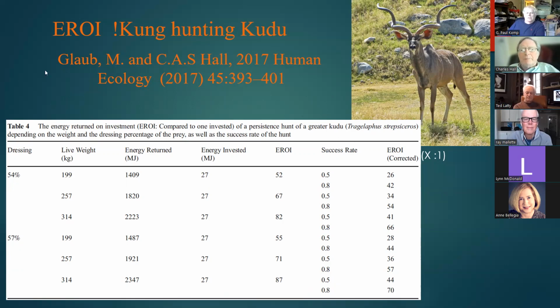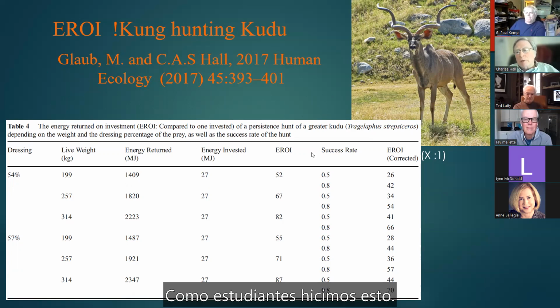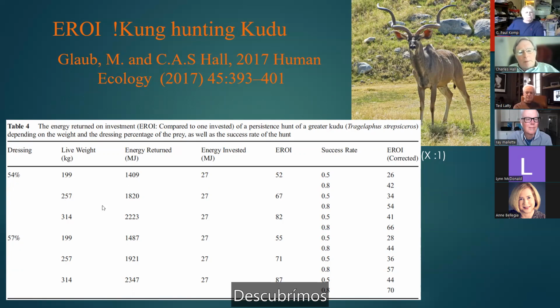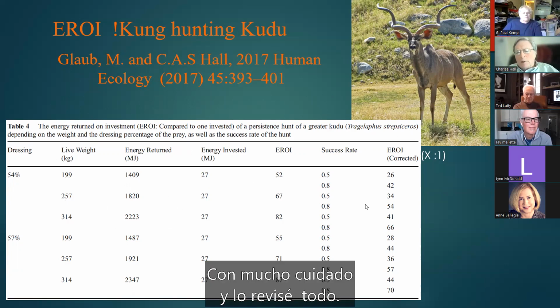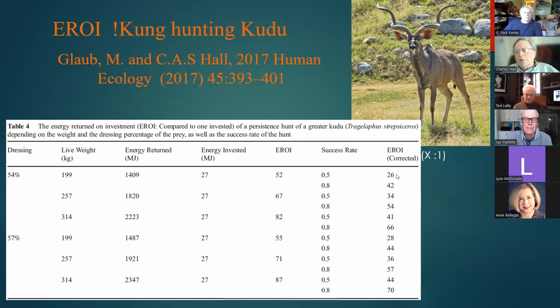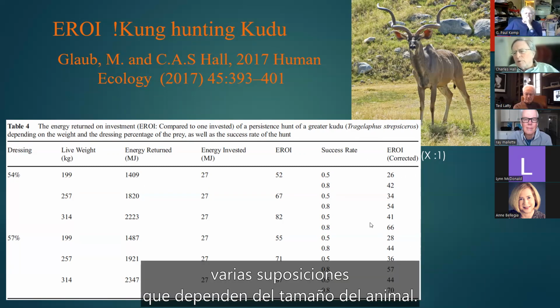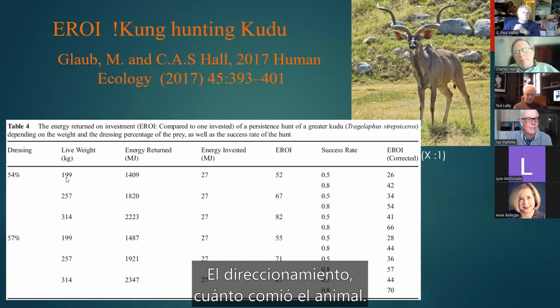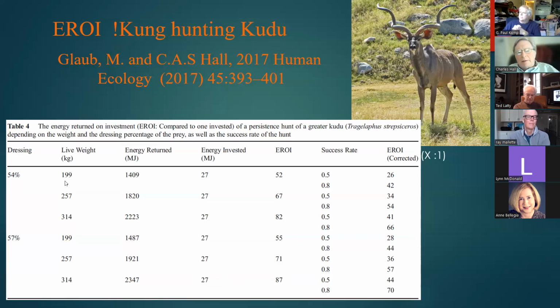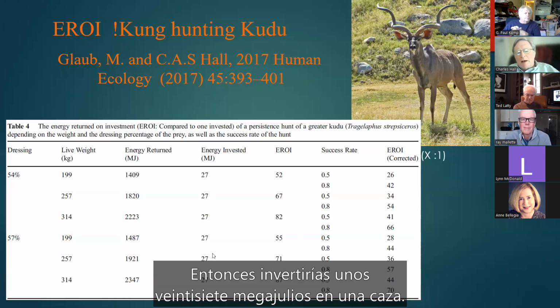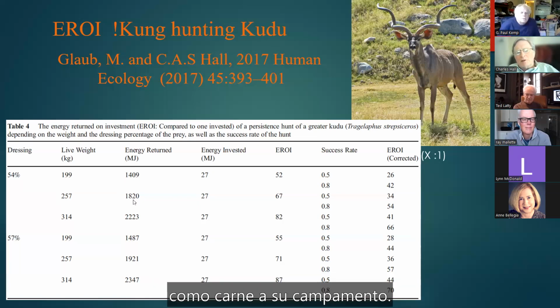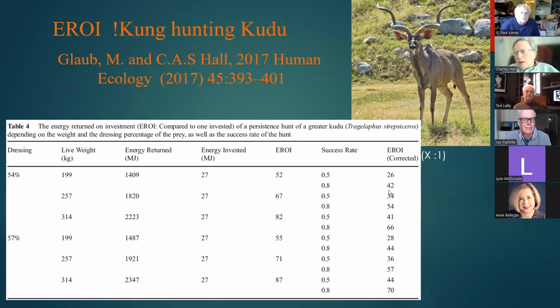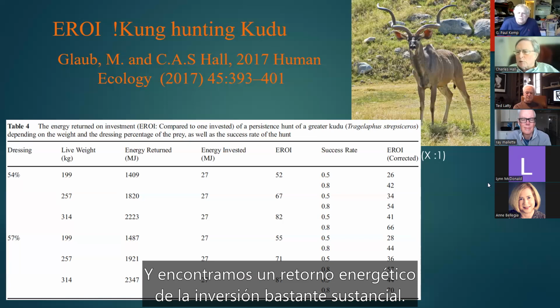But Matt Glaub and I, as an undergraduate, he did this, figured out pretty carefully and had it reviewed and all, the energy return on investment from the hunters. Based on various assumptions, depending on the size of the animal, the dressing weight, and how much of the animal they ate, they would invest about 27 megajoules in a hunt, and they might return this much as meat to their camp. We found a pretty substantial energy return on investment.